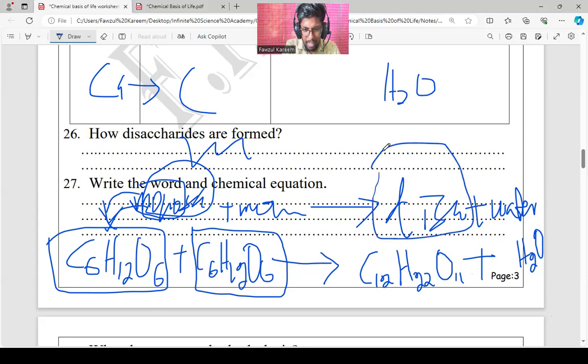What is the chemical formula for disaccharide? This is the chemical formula for disaccharide. Here 6 plus 6 is 12, and 12 plus 12 is 24. But I had written 22. Then how many hydrogens are missing? 2 hydrogens. Those 2 hydrogens will come here as H2. Then 6 plus 6 is 12, but I have written only 11 here. How many oxygens are missing? 1 oxygen. So I have written 1 here.